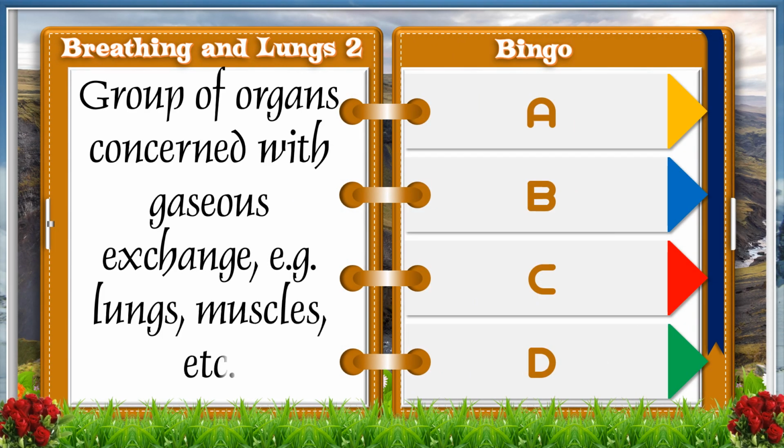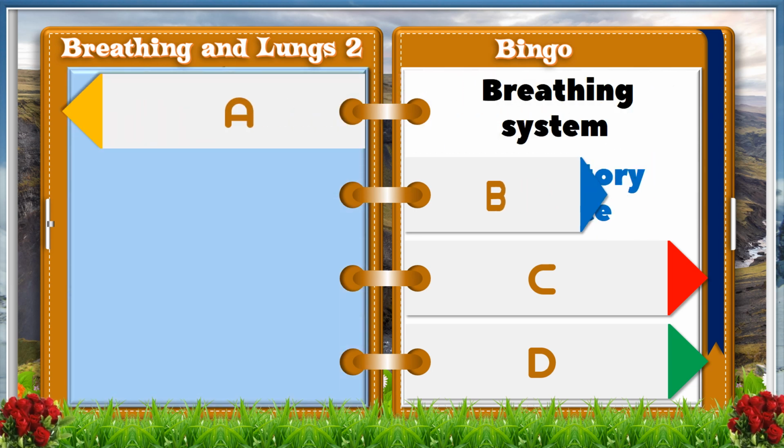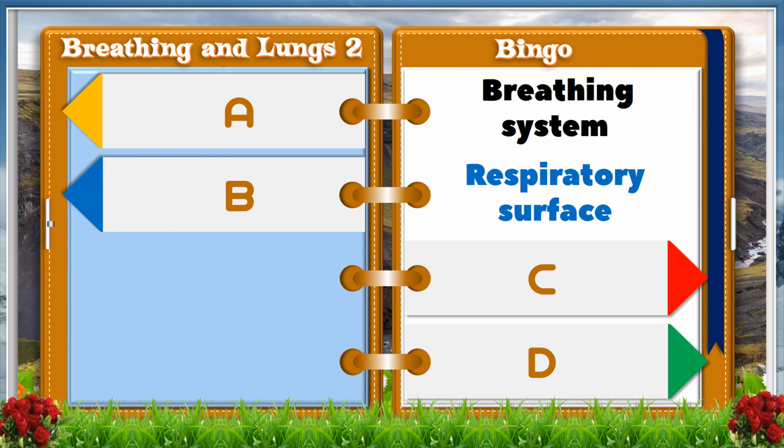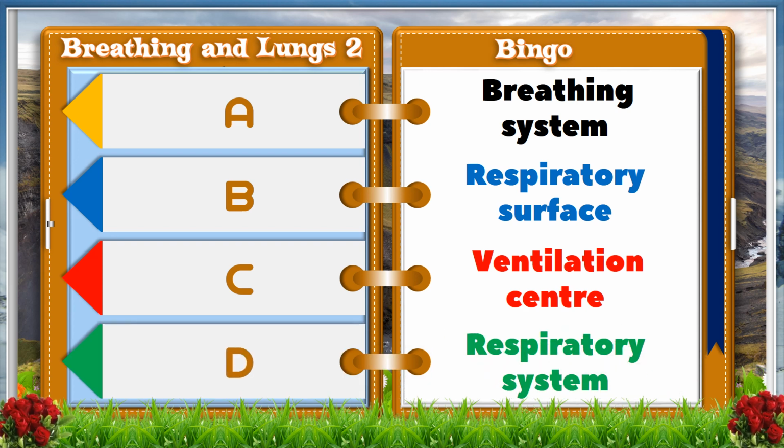Group of organs concerned with gaseous exchange, for example, lungs, muscles, etc. A. Breathing system. B. Respiratory surface. C. Ventilation center. D. Respiratory system. And the answer is D. Respiratory system.